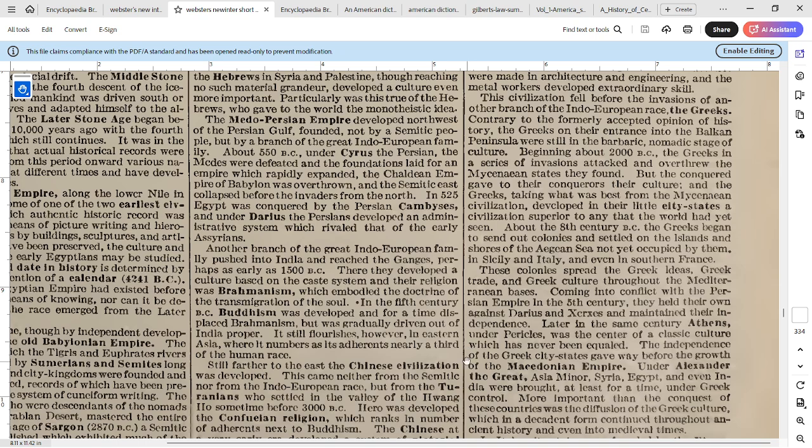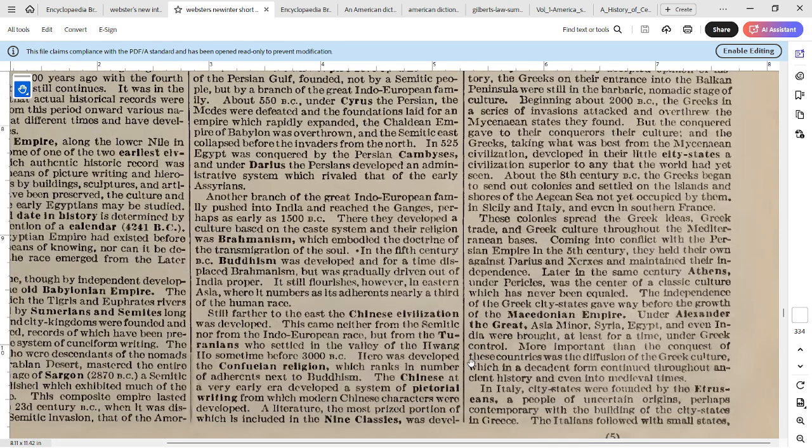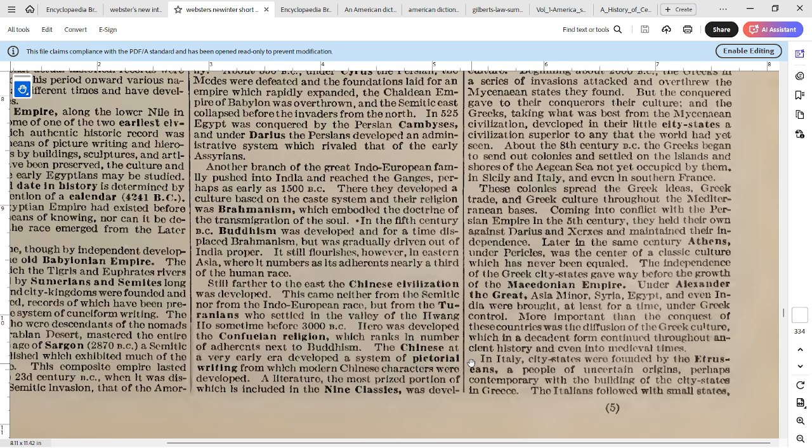The independence of the Greek city-states gave way before the growth of the Macedonian Empire under Alexander the Great. Asia Minor, Syria, Egypt, and even India were brought, at least for a time, under Greek control. More important than the conquest of these countries was the diffusion of the Greek culture, which in a decadent form continued throughout ancient history and even into medieval times.